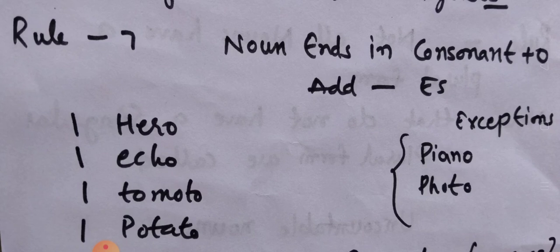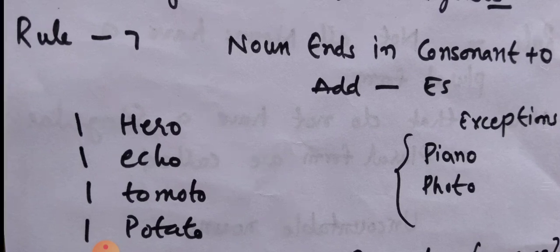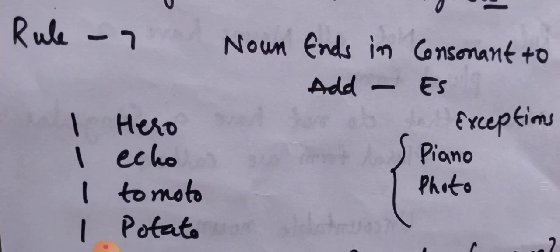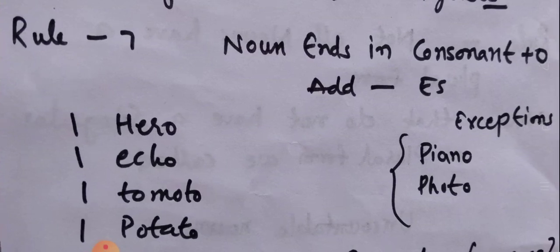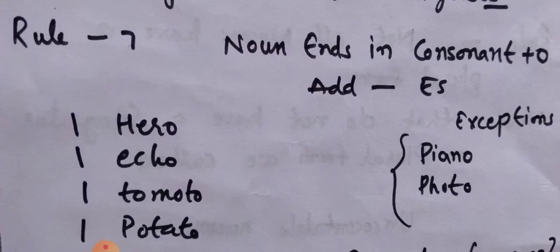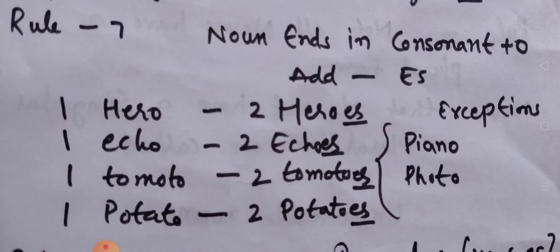So here, if your last letter is O and just before O the second last alphabet is your R, it means it's a consonant. When a consonant is there, then we have to add ES. By adding ES, you can make these nouns plural. Hero, heroes. Echoes, tomatoes, potatoes. These are the nouns which we made plural by adding ES. You can see here, I have already underlined that you have added, you have not removed anything.